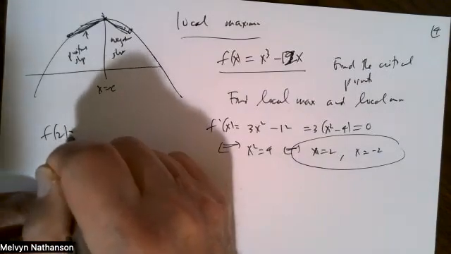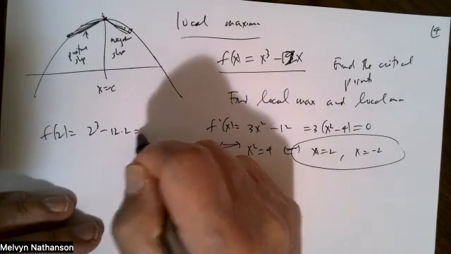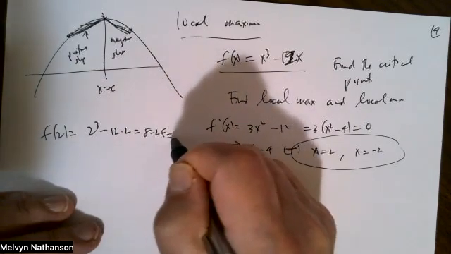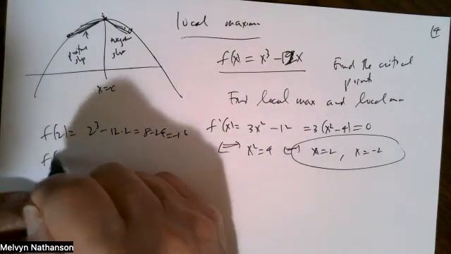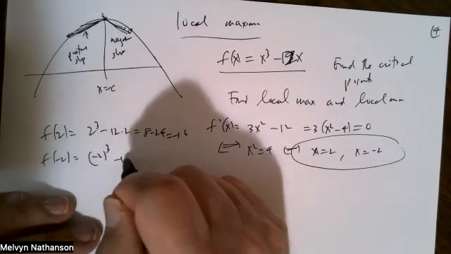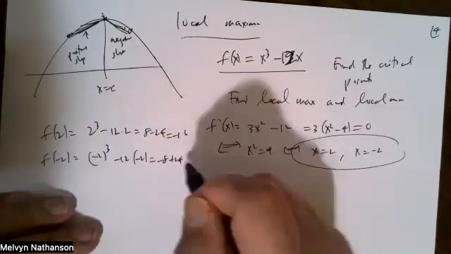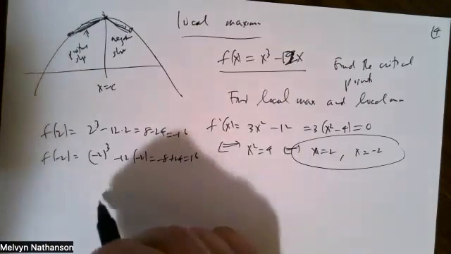Let's see, what is f(2) equal to? It's 2 cubed minus 12 times 2. 8 minus 24 is −16. f(−2) is (−2) cubed minus 12 times −2. That's −8 + 24, which is plus 16.